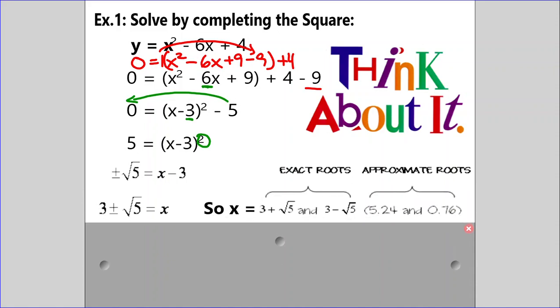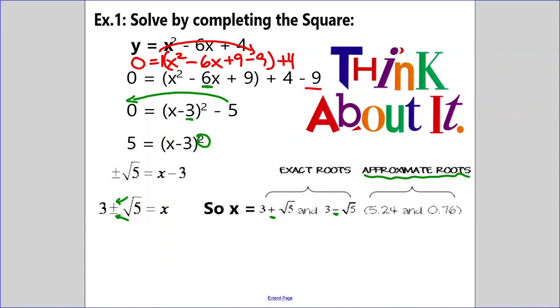After that, we move the 3 over, and I get 3 plus or minus root 5 is equal to x. From there, we can say that we have two possible answers, one for the plus and one for the minus: 3 plus root 5 and 3 minus root 5. And then we have this idea of approximate roots where they evaluate the square root of 5 and say, okay, 3 plus the root of 5 and 3 minus the root of 5 gives me 5.24 and 0.76. So we can come up with these approximate answers as well. We go through our completing the square step first, and then after that we go through solving in vertex form for x from there.